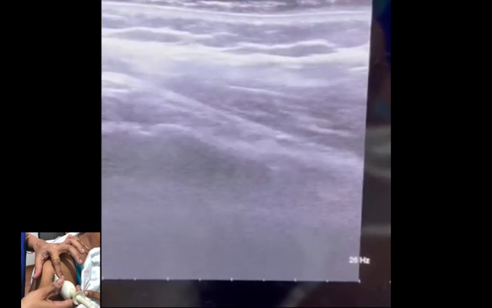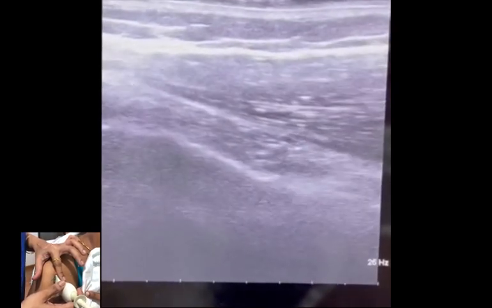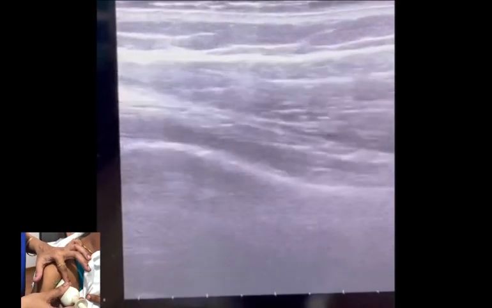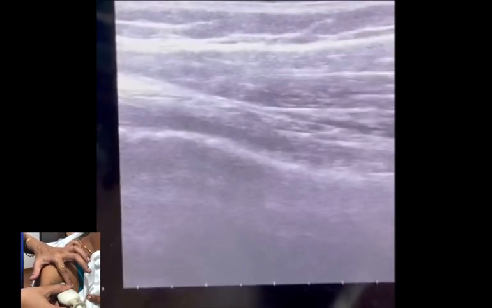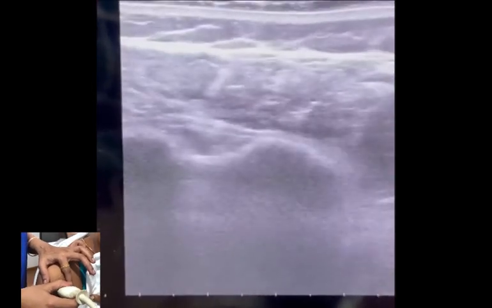The probe is further moved to see the muscle bulk. We can see fluid in between the muscle fibrils, indicative of inflammation in the biceps muscle as well. We then scan to identify the individual muscles of the rotator cuff.